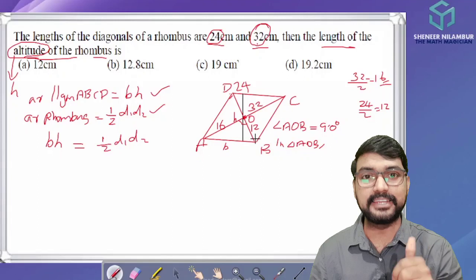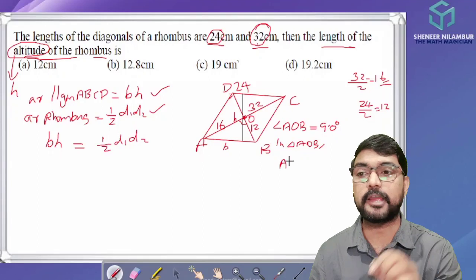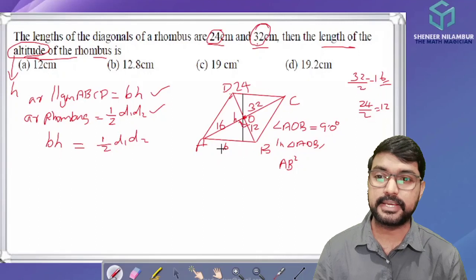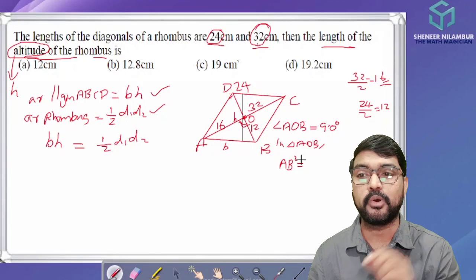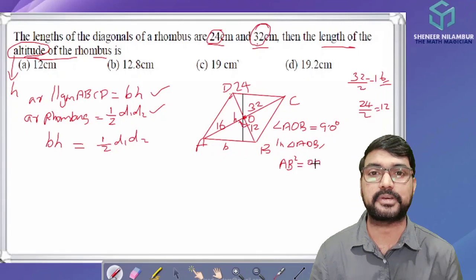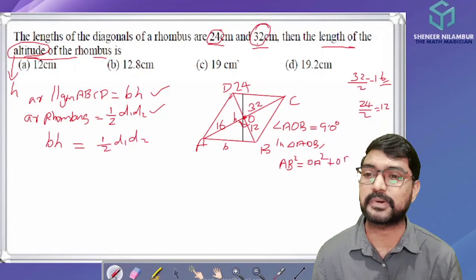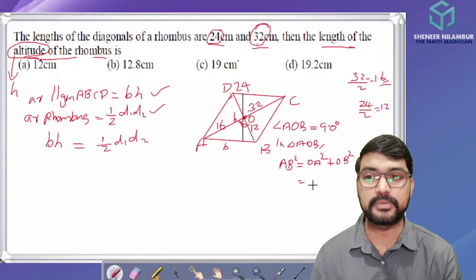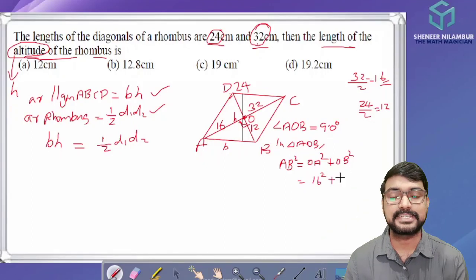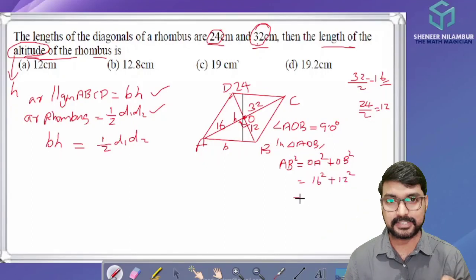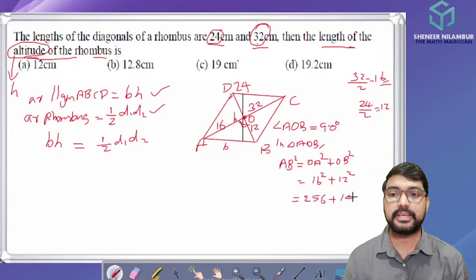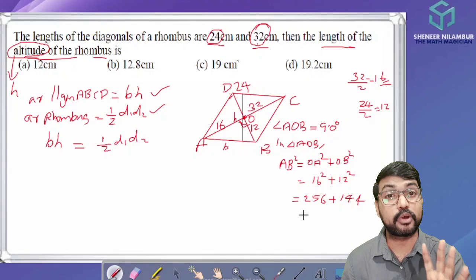Angle O is 90 degrees. So, what is the hypotenuse AB? By using Pythagoras theorem, we can write that AB square is equal to OA square plus OB square. What is OA square? 16 square plus 12 square. OB square is 12 square. 16 square is 256 and 12 square is 144. By adding these two, we get 400.